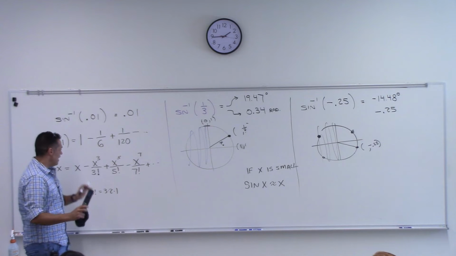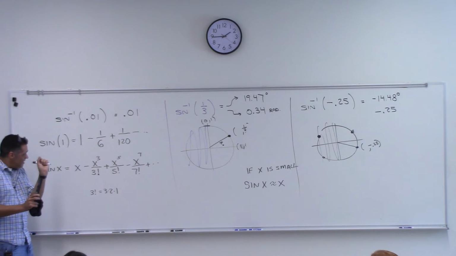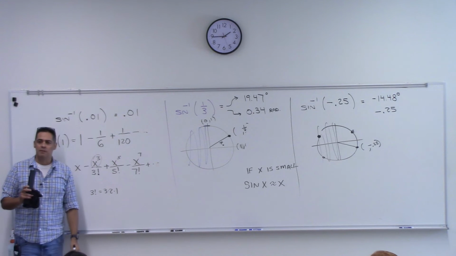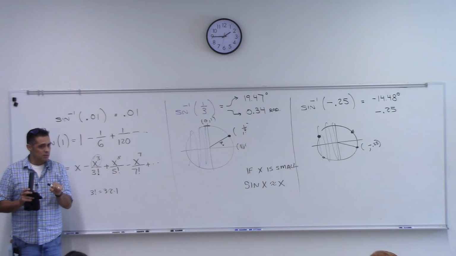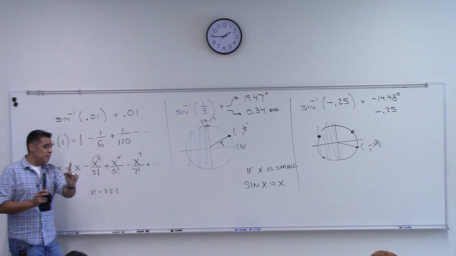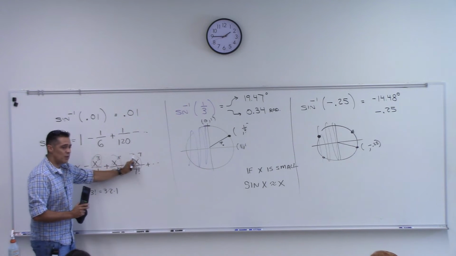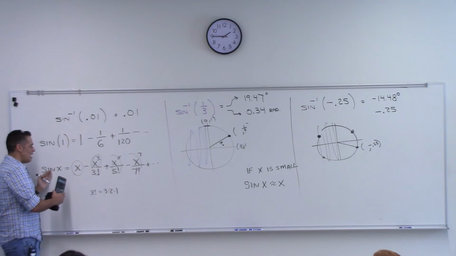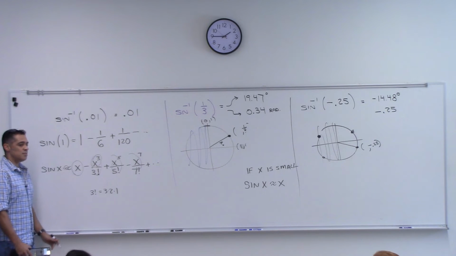So, if x is really small, if x is tiny, what happens if you take a small number and cube it? Does it get bigger or smaller? If you take a small number and cube it, it gets smaller. A small number to the 5th power gets even smaller. So if your x is small, these things become insignificant because they get so small, and that means it's basically just x. And so sine x is approximately x whenever you have small values of x.